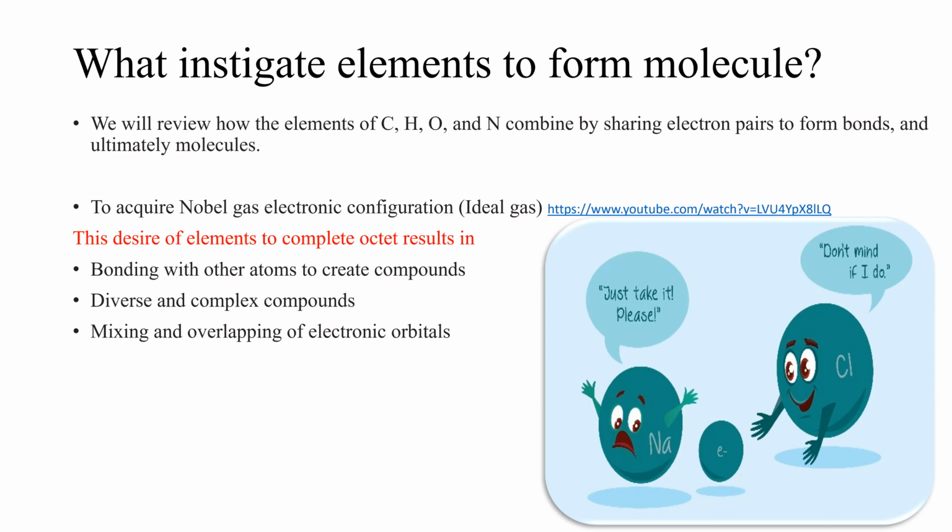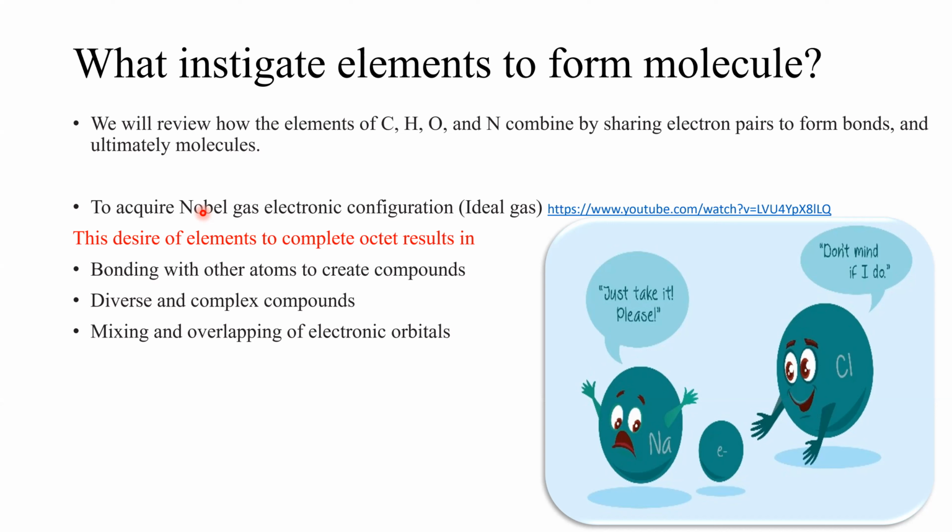That's why they are making bonds, and that motivation and aim is that they want to acquire the noble gas electronic configuration. You know about the periodic table and the noble gases, the eighth group elements, which are inert, in a position where they have achieved everything. They have 8 electrons in their outermost shell, except helium, the smallest inert element, which has 2 electrons in its outermost shell.